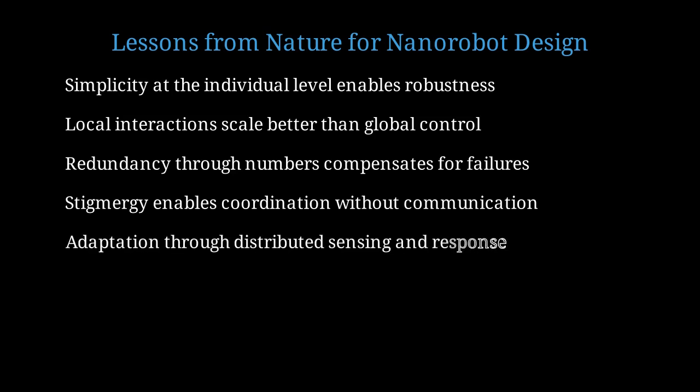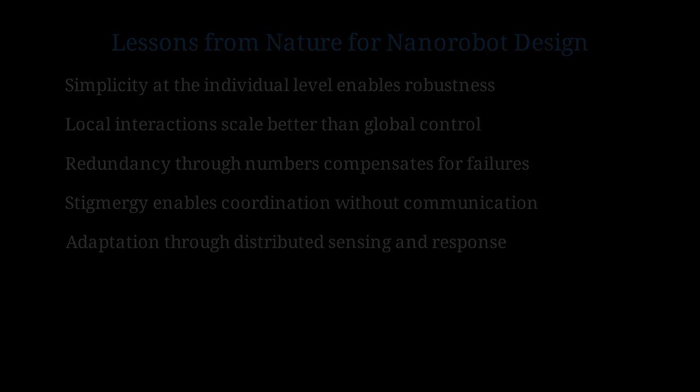Distributed sensing gives swarms situational awareness. Each robot contributes local information, and appropriate responses emerge from local decision rules without requiring global knowledge. Let's formalize swarm dynamics mathematically to understand how individual behaviors produce collective outcomes.